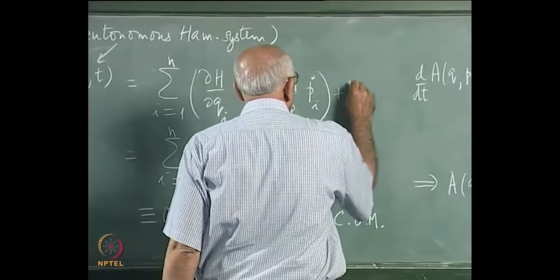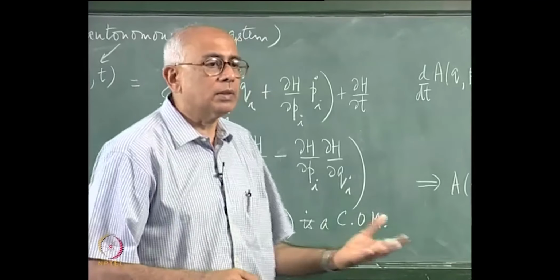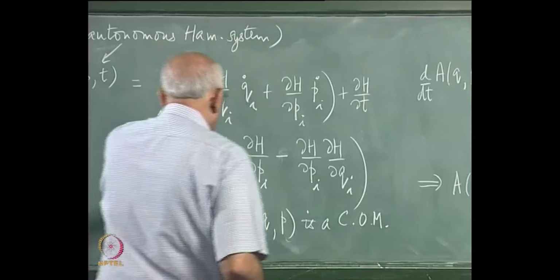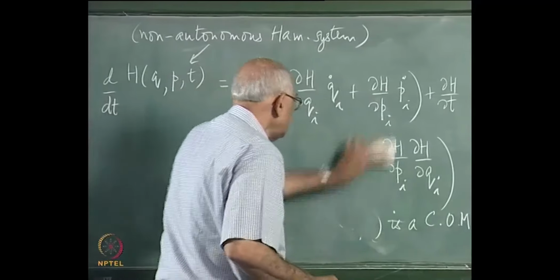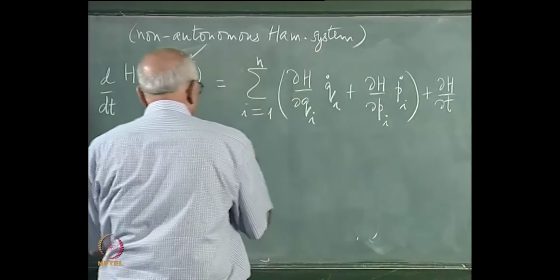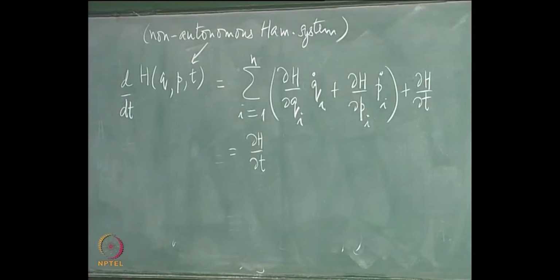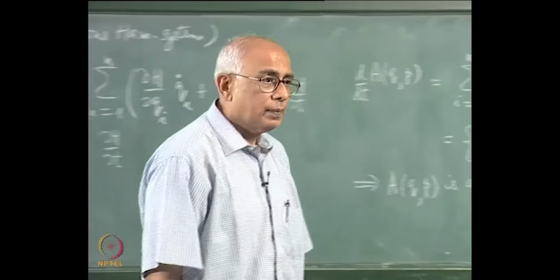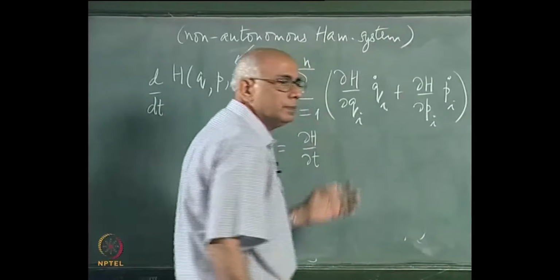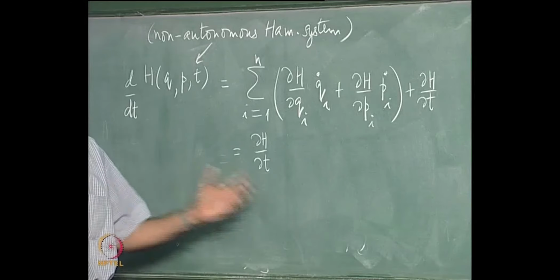Plus the partial derivative of H with respect to time. The explicit time dependence gets differentiated, and of course this portion vanishes identically, and you are left therefore with dH/dt is equal to delta H over delta t, and if H is non-autonomous, that right hand side is not identically 0, and therefore the Hamiltonian is not a constant of the motion. Not surprising, because it is actually explicitly a function of time and it is not a constant of the motion in this sense.